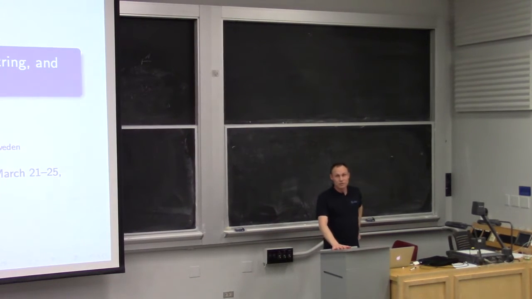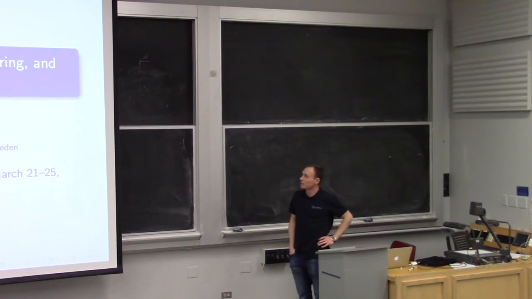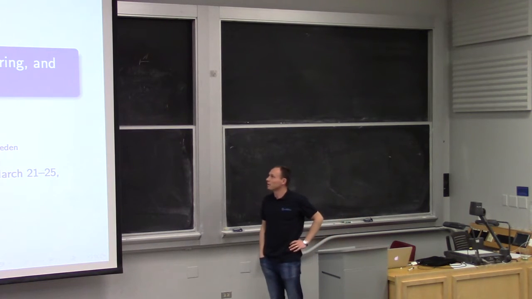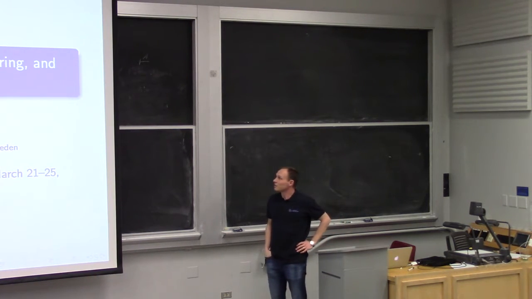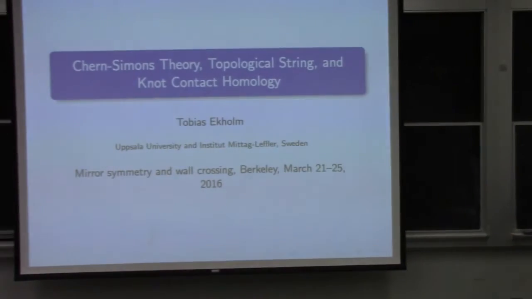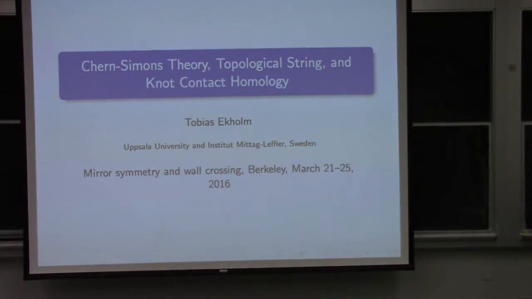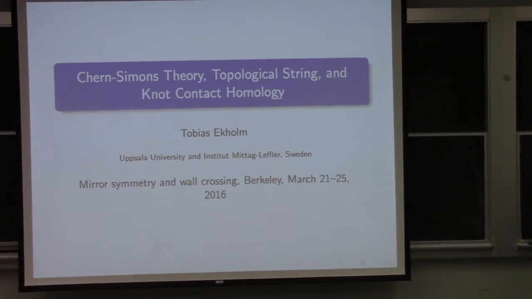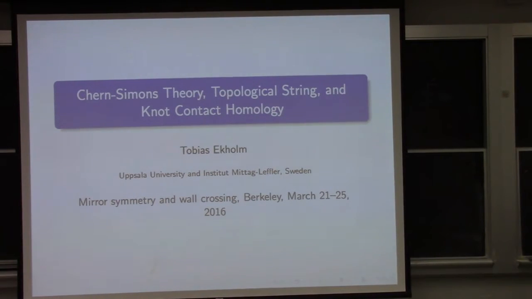So there will be three talks, and the first talk, today's talk, will be mainly background, so I will introduce the main parts of the story. I will start with knot contact homology, and then I will move into physics and tell you about Chern-Simons and topological string. Tomorrow I want to explain the relation. In general, I will be pretty bad at giving credit to the people who actually did stuff. But all of this originates from a joint project with Lenhard Ng and Mina Aganagic, who's maybe not yet here, and Cumrun Vafa.